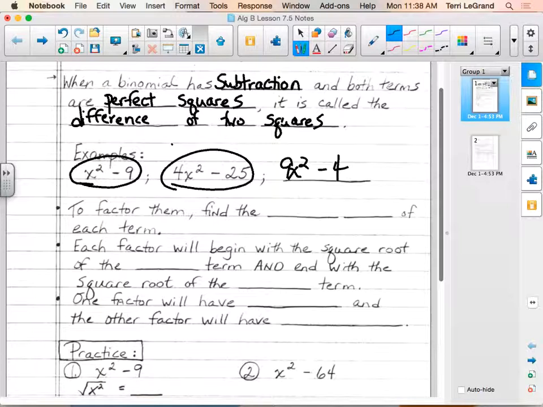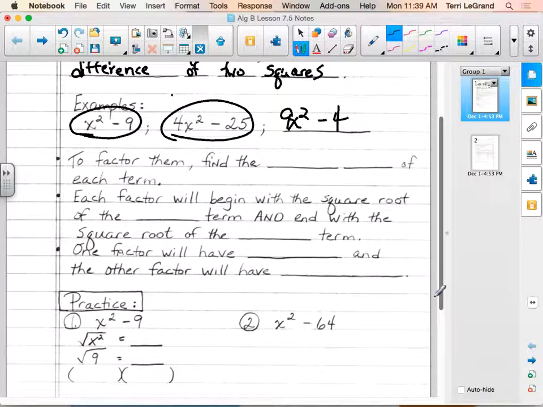Does it always have to be squared? No. In fact, when we take some more notes tomorrow, we're going to find out that they aren't always squared.